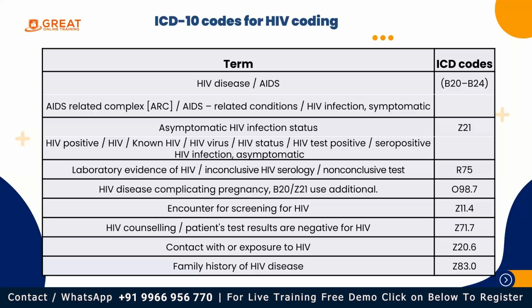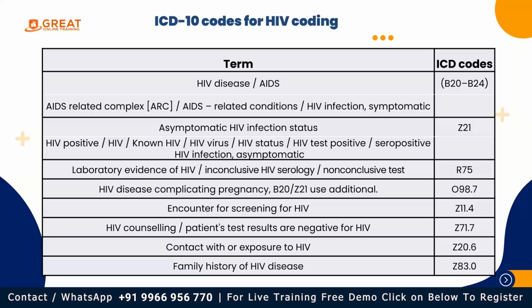Why is there no code for personal history of HIV? Here in this table, this is the complete table for HIV coding. I have prepared this table, but there is no code for personal history of HIV disease. We have a family history code for HIV disease, but we don't have a personal history for HIV.